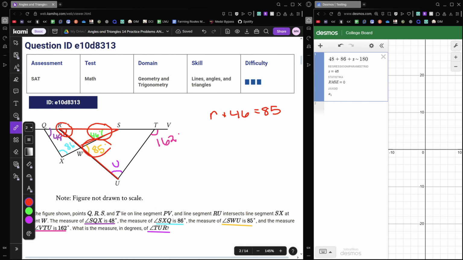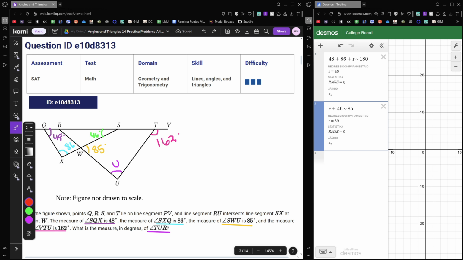Now let's solve for angle R. I'm not good at mental math, so instead of an equal sign, you want to put a tilde, and then 85. I could have just done 85 minus 46. Anyways, that means that angle R is equal to 39 degrees. Now we have every color in the rainbow and all the components we need to find angle U. So we'll be looking at this right here.